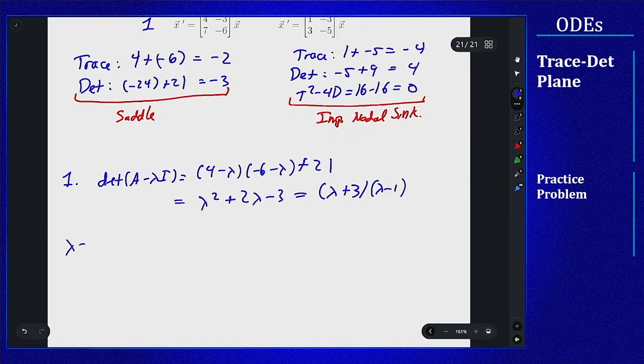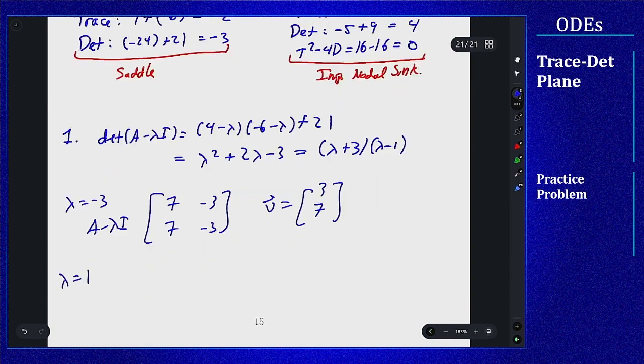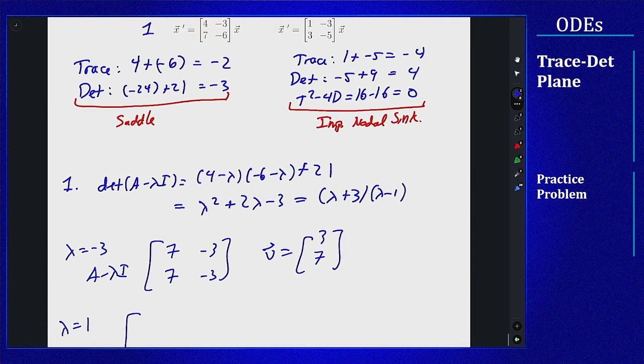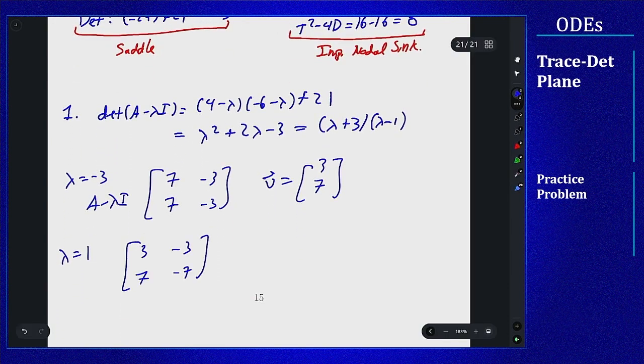For lambda equals negative 3, the matrix A minus lambda I becomes [7, -3; 7, -3]. Great, they're the same. So an eigenvector here will be (3, 7). And for lambda equals 1, I will get [3, -3; 7, -7], which are the same up to multiples. And so a vector here would be (1, 1).